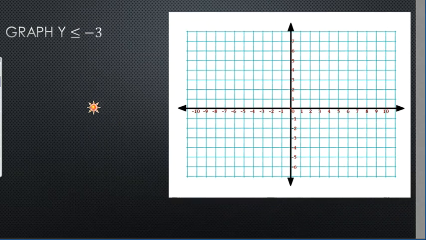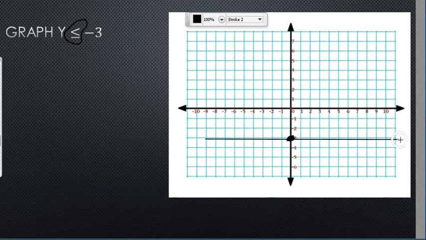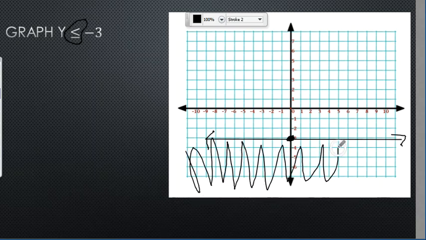And then if we want to graph a horizontal line, if we only have a y in our equation, we do the same thing. We know that our line is going to go through -3 on our y-axis. It's just going to be a horizontal line. Because this is a less than or equal to, we know our line is going to be solid. And then this time we're going to shade below the line. So this is our solution area.